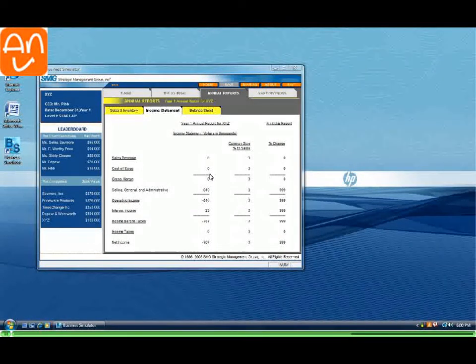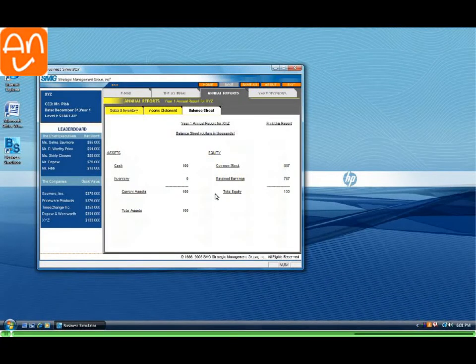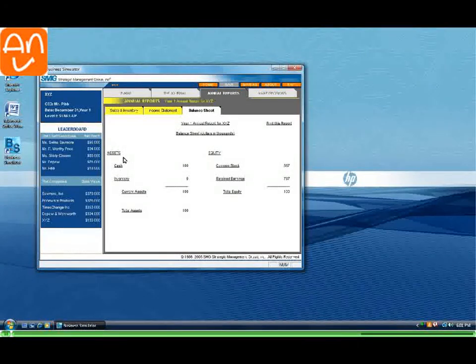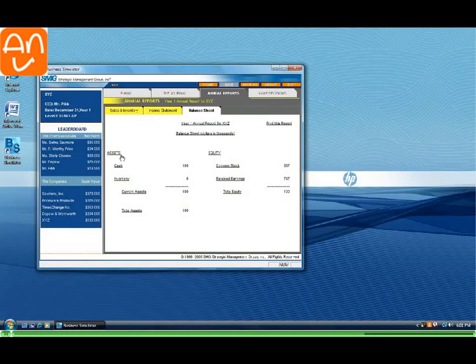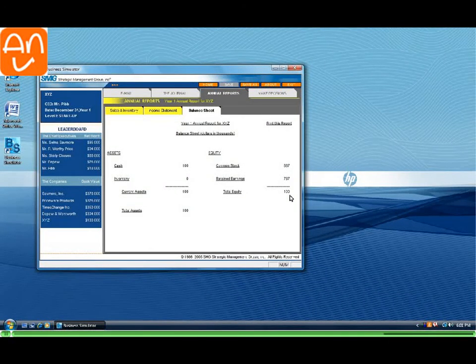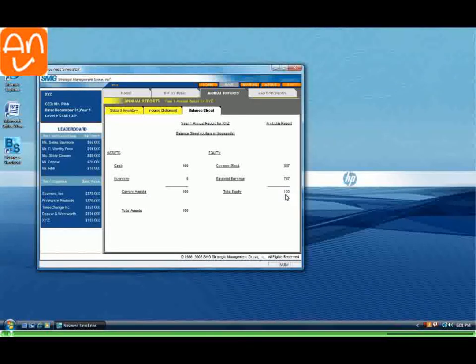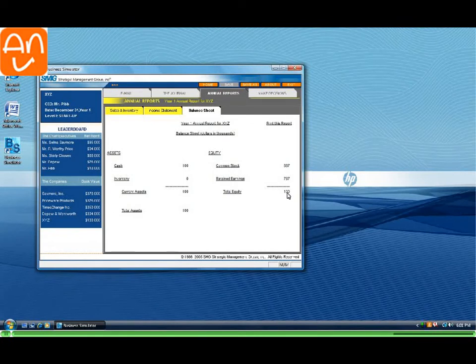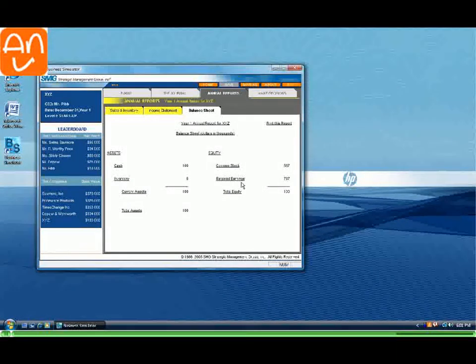The balance sheet shows your company's assets, liabilities, and equities at the end of the year. Assets are the resources your company owns. The liabilities are what the company owes to other companies or people. And your equity is the amount of money the company is worth to the owner. You can think of this as your net worth. There is an equation that you can use to find your equity by subtracting your liabilities from your assets.